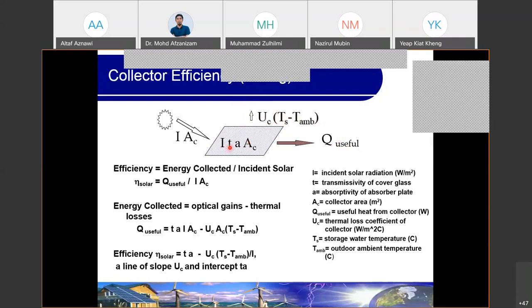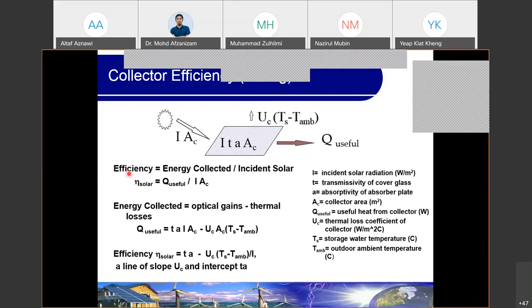This one is not the T ambient. This one is T, the transmittivity, and A is the absorptivity. Meaning that if you have a collector with good transmittivity, which is normally in the range of 0 until 1, and normally up to 0.8, and the absorptivity, of course, in the range of 0 until 1, and the best in the range of 0.8 up to 1, you manage to get a better collector.